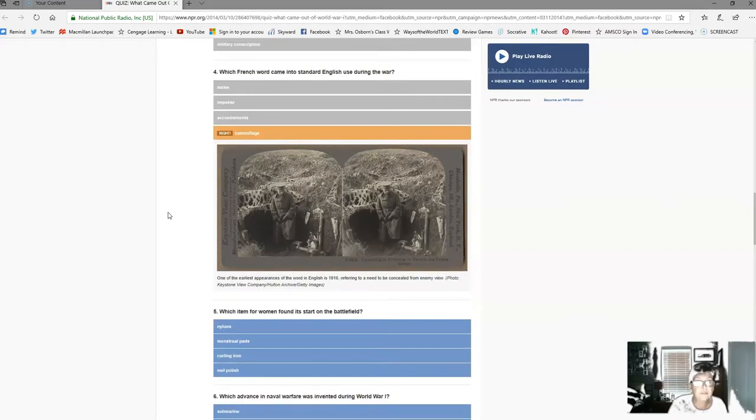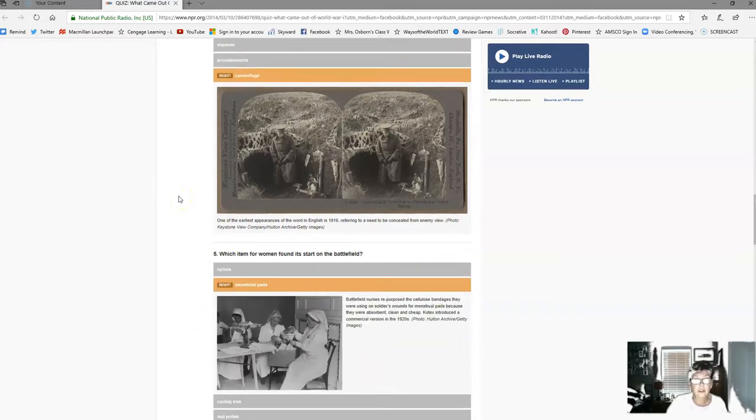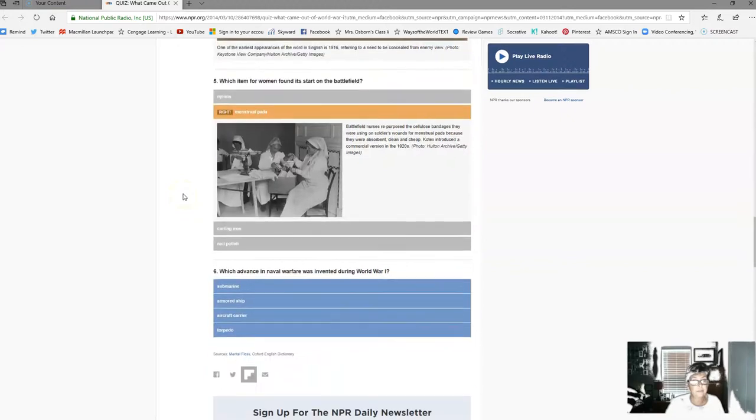Which item for women found its start on the battlefield? Nylons, menstrual pads, curling irons, or nail polish? What do you think? It's actually menstrual pads. All right, hygiene. Battlefield nurses repurposed cellulose bandages. Kotex introduced the commercial version in the 1920s.